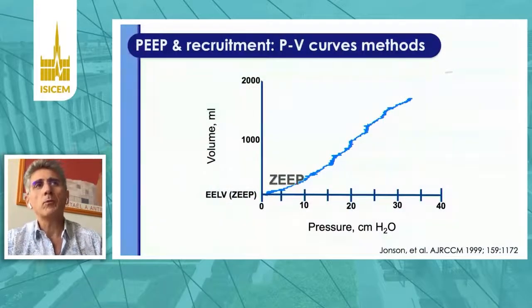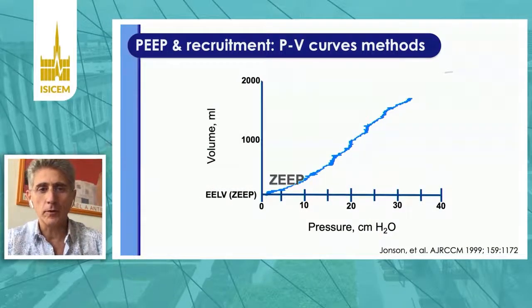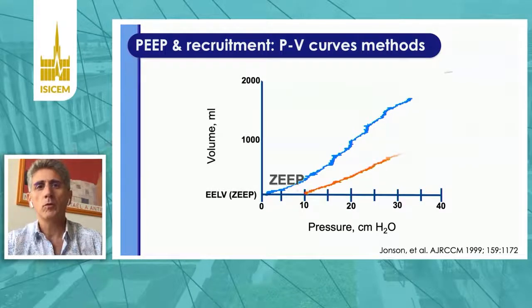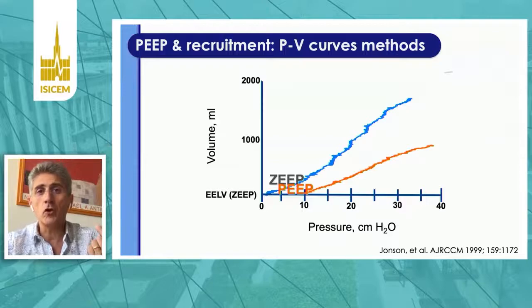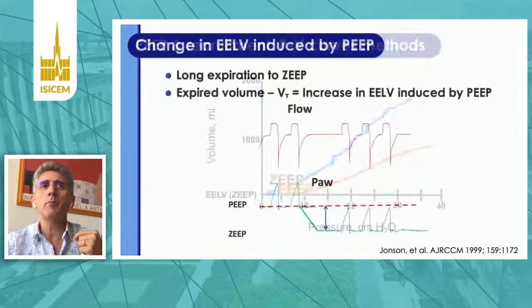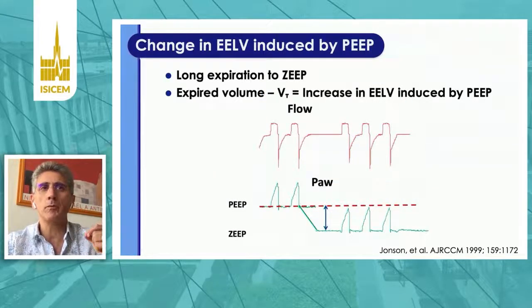We've known for a long time that we can perform low flow inflation PV curves. If you start by doing a low flow inflation PV curve with ZEEP, you will obtain this. Then you can repeat the measurement with a PEEP, for instance, at 10. Then you need to assess how much air remains in the lung with a PEEP of 10, and you do this by performing a long expiration to ZEEP.